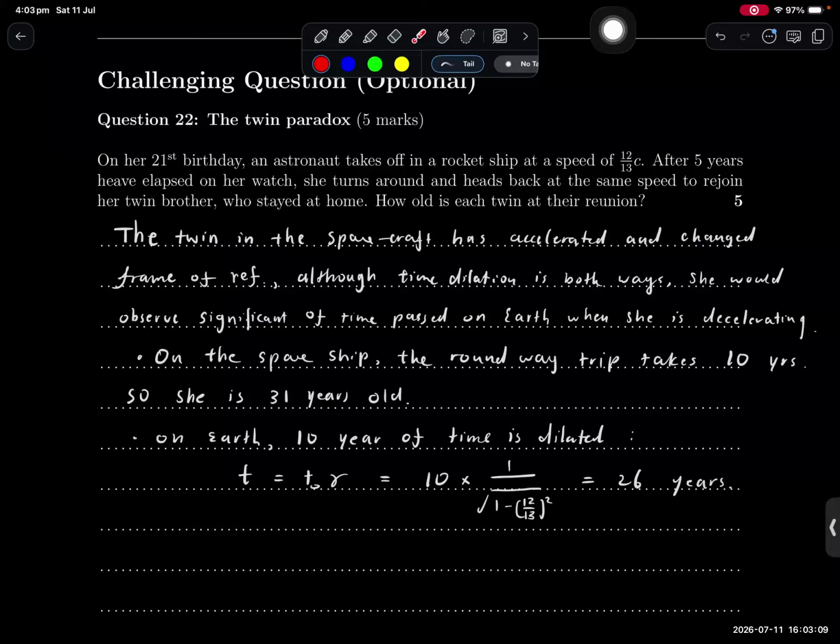So on the spaceship, the round trip takes 10 years. So she is 31 years old. But on Earth, the 10 years of time is dilated. So it's 26 years.